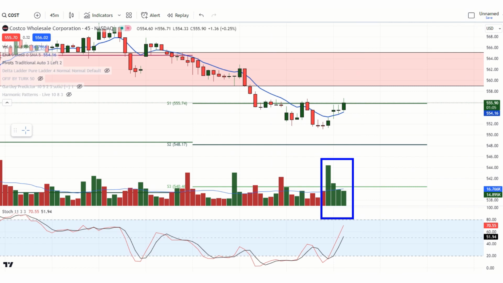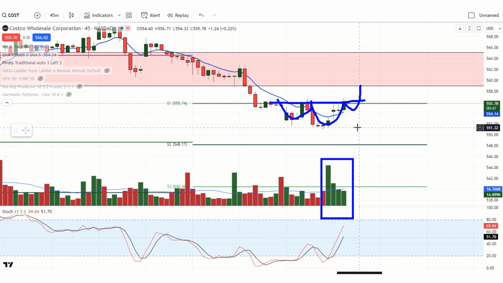Now, were you going to get this kind of thing on Costco on a 45-minute chart? We're going to get this, and then a pullback, and then this, and then what happens? On a 45-minute chart, we have a bullish head and shoulders. So then we measure. We measure from 551 to 556. That's 5 points from here. So let's say 561, 562.